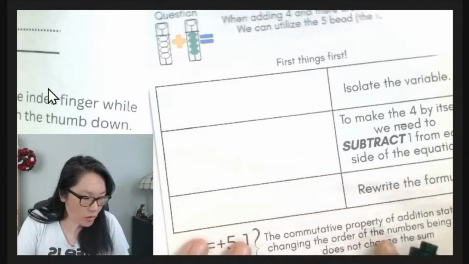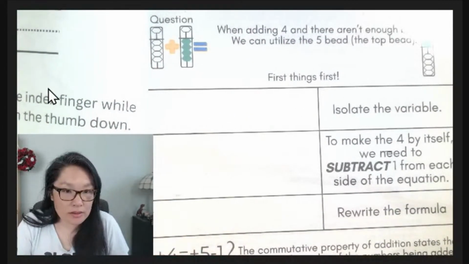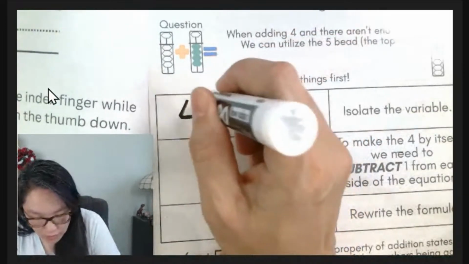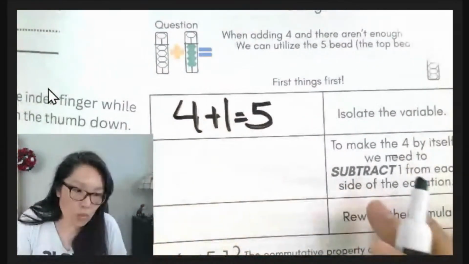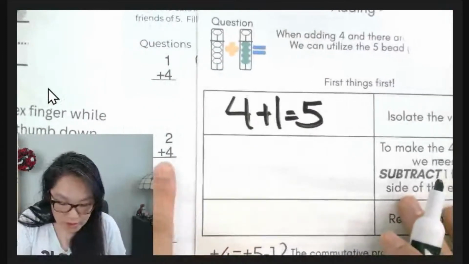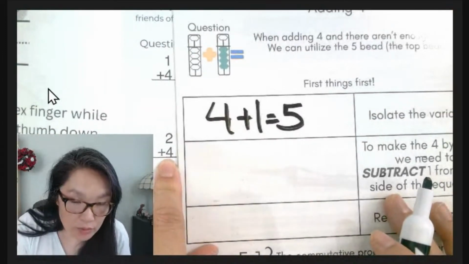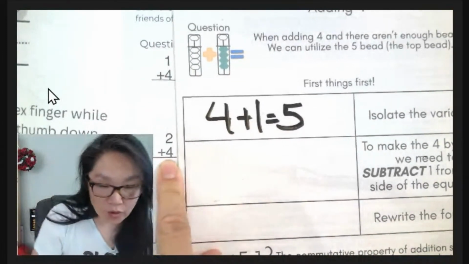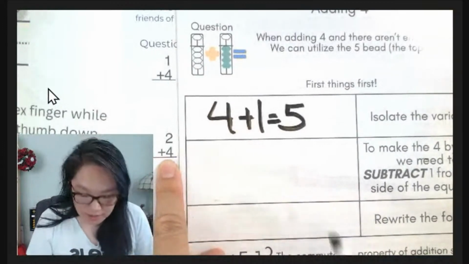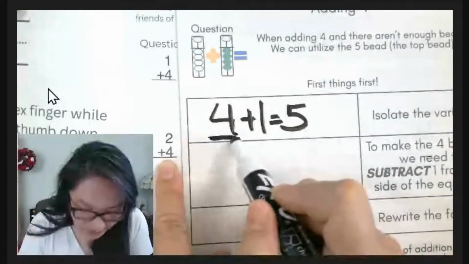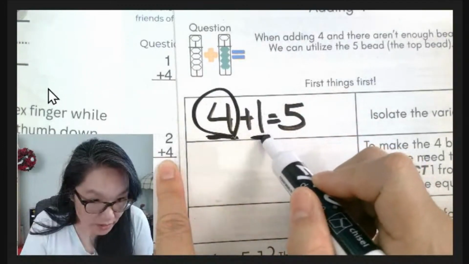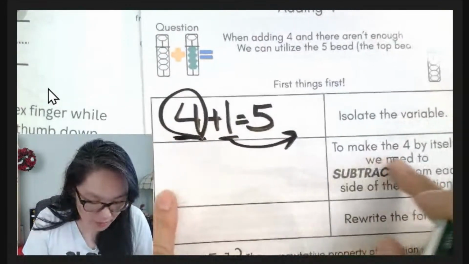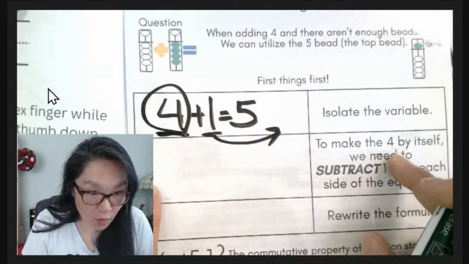What does that mean? We're going to make some modifications. We have 4 plus 1 is equal to 5. What should we do? Well, the question is we want to add the 4. 4 plus 1 is equal to 5. What is the concept? Well, let's try to isolate this variable. When we isolate this variable, we're going to move this 1 to the other side. So that means we're going to make the 4 by itself.